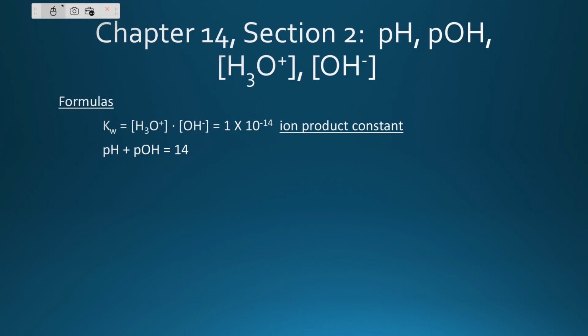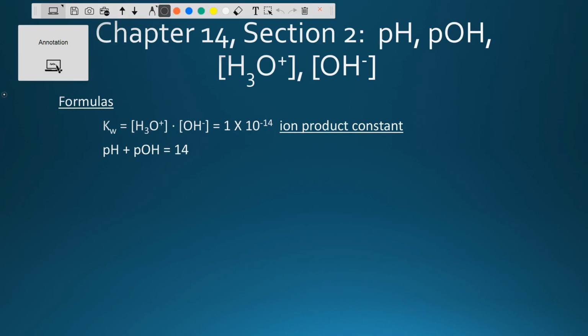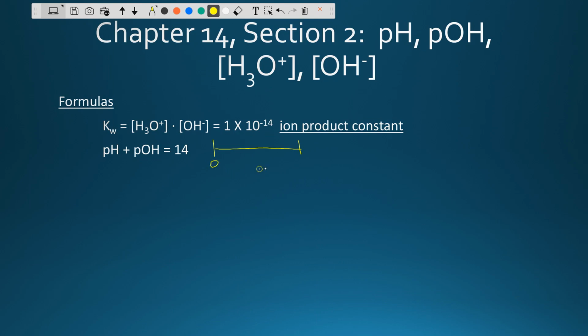Another way of finding these would be through the pH scale itself. The pH scale is a little bit different, but it's a derivation of this particular equation. The pH scale goes from 0 to 14, and right in the middle, being neutral, is when we have 1 times 10 to the negative 7th hydrogen ions, as well as 1 times 10 to the negative 7th hydroxide ions. That is, by definition, a neutral solution.